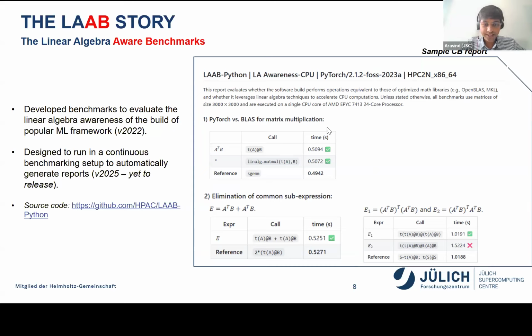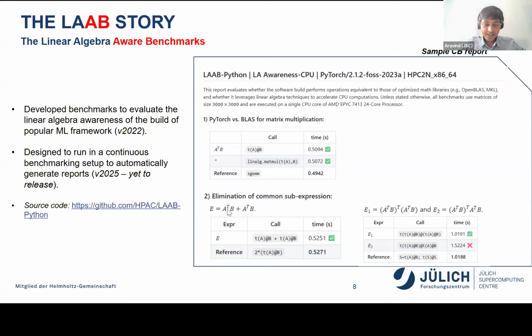First we checked, okay, do they use the optimized call? So if you want to do a matrix multiplication, these are the APIs, and are they equivalent to the optimized call if you would do it with C? And if they are close enough, it's okay.